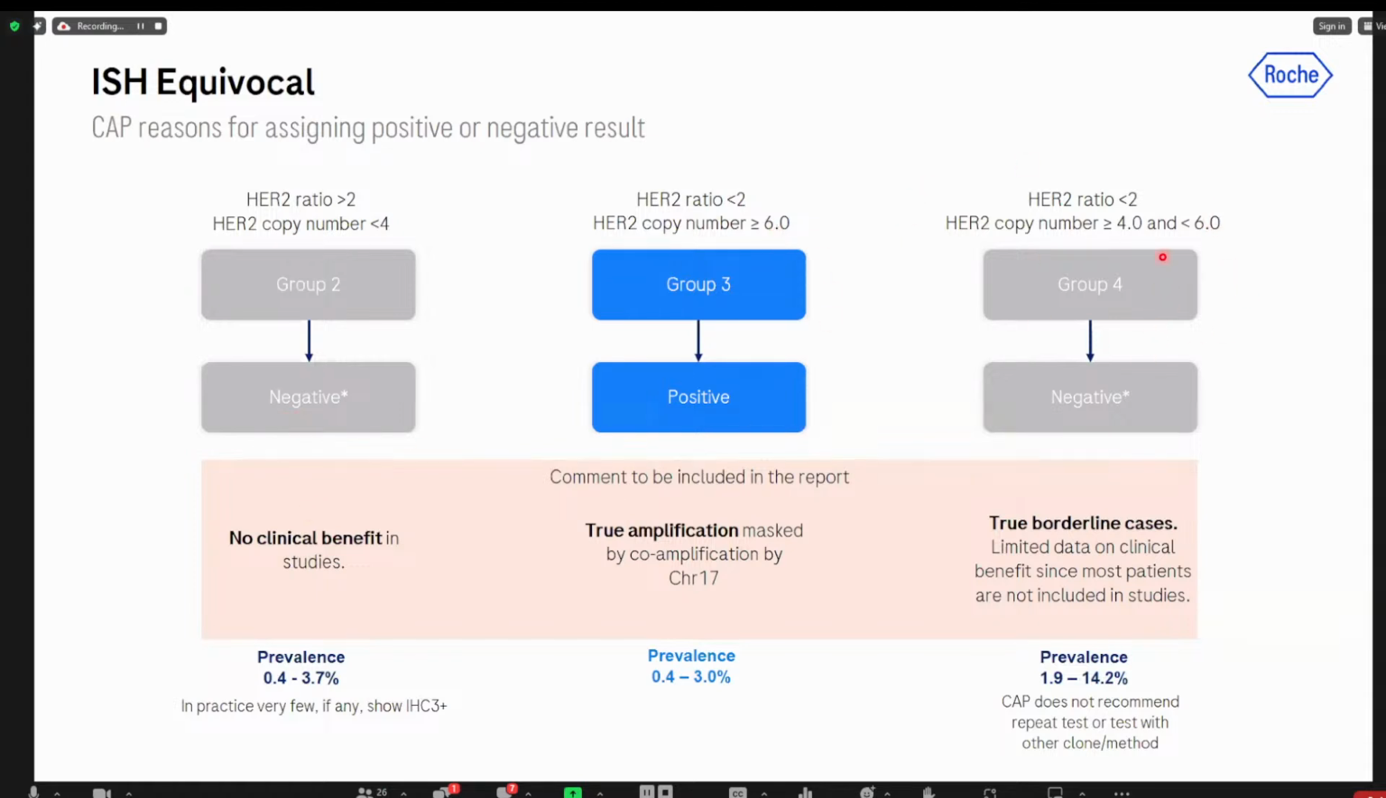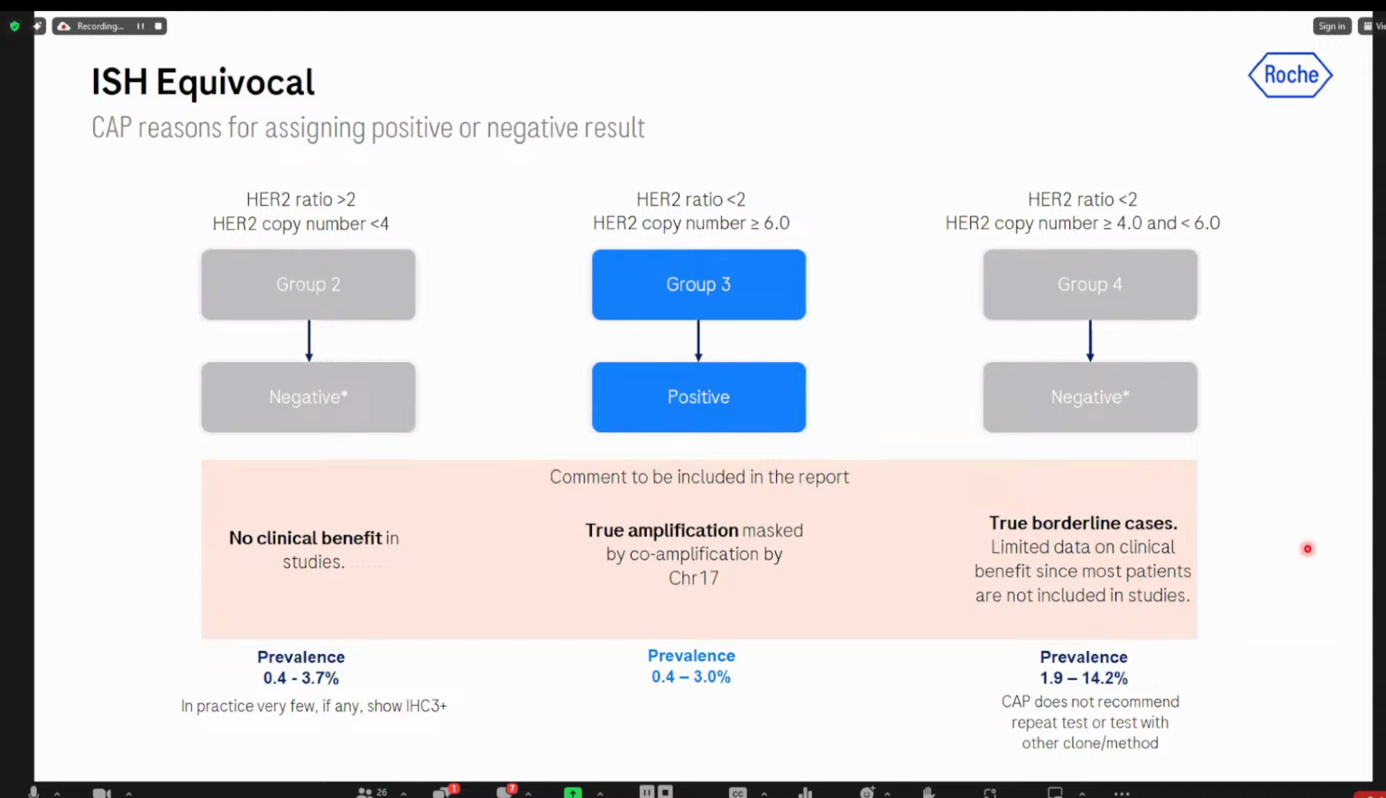And in this situation, where the ratio is less than 2, you have this slightly elevated HER2 copy numbers, these are the ones we call true borderline cases, because they were, based on the low ratio, not included in clinical trials, and we really simply don't know if they benefit enough to be treated.